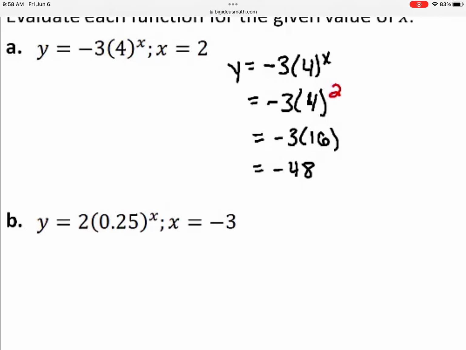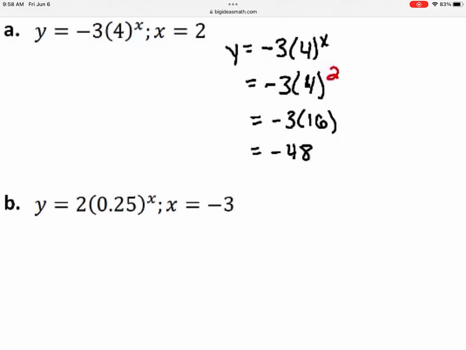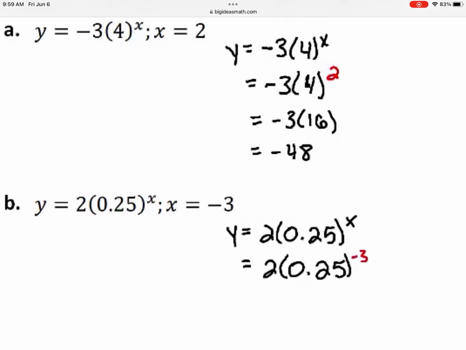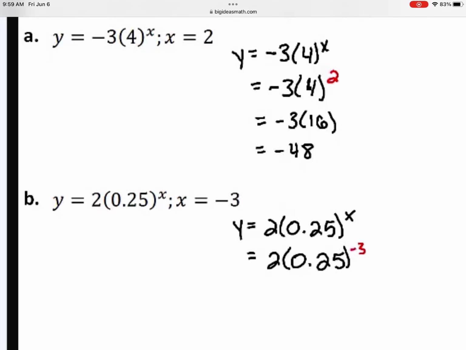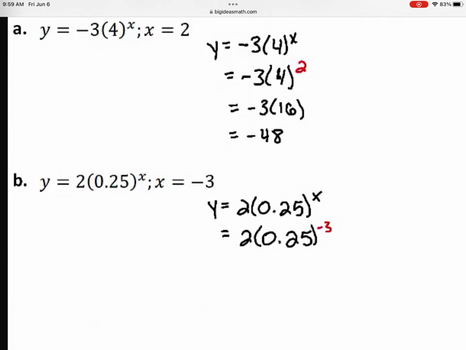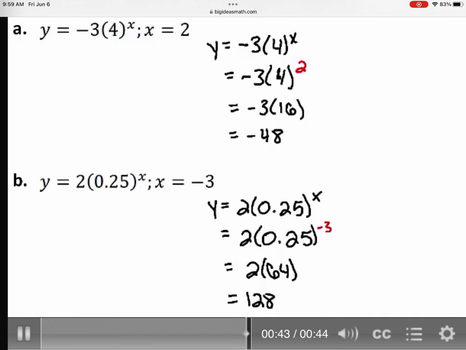Part B. y = 2 · 0.25^x, x = -3. Begin by writing the original equation, then substitute -3 for x. 0.25 to the negative third power is 64, and 2 times 64 is 128. So when x equals -3, y equals 128.